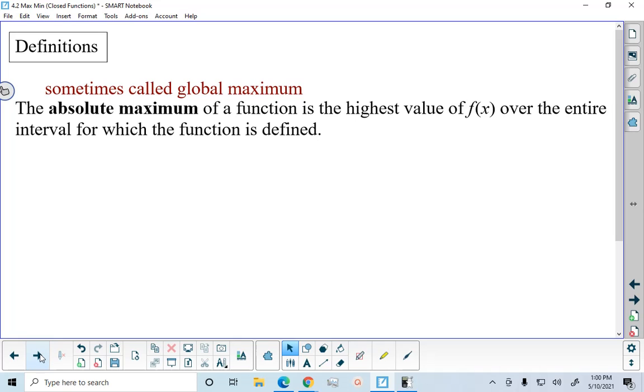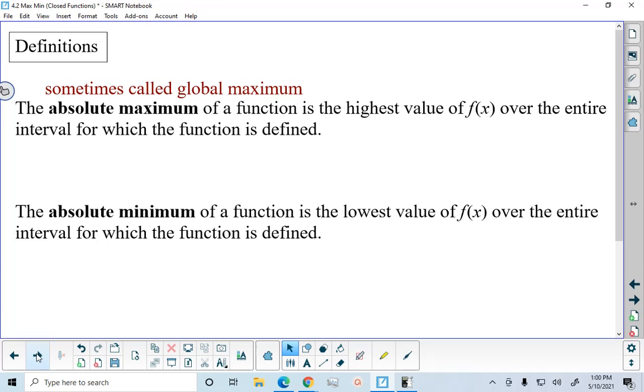I don't think your textbook uses that. If they do, it's just in passing and it's not important. But I've seen some post-secondary instructors use global. And global just means everywhere. On the other hand, an absolute minimum of a function is the lowest value of the function, the lowest value of y, over the entire interval that the function is defined. Now, that's sometimes called a global minimum.